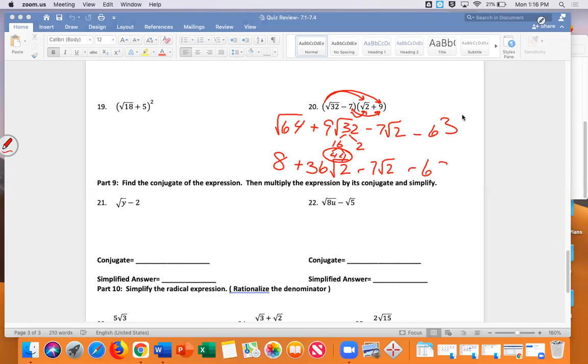Minus 63. Now, we have two things here. We have 8 and a minus 63. Does everybody see that? Combine them. 8 minus 63 is negative 55. 36 root 2 minus 7 root 2. Well, 36 minus 7 is 29. So the answer is minus 55 plus 29 root 2.